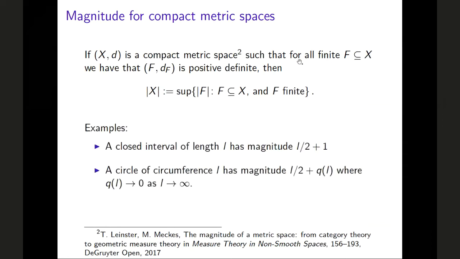An example is, if you look at the closed interval of length L, then its magnitude is given by half of the length plus 1. Or if you look at the circle of circumference L, then its magnitude is given by half of the circumference plus a function of L that goes to infinity as L goes to 0 and as L goes to infinity.